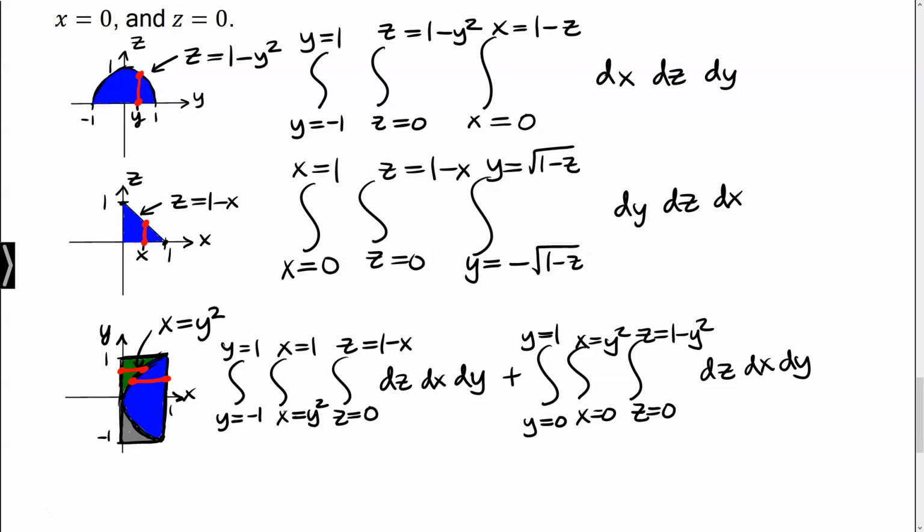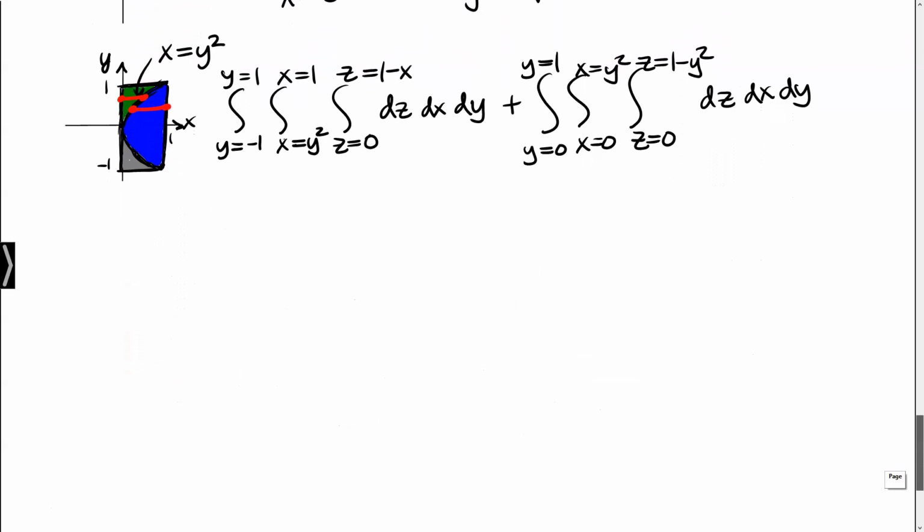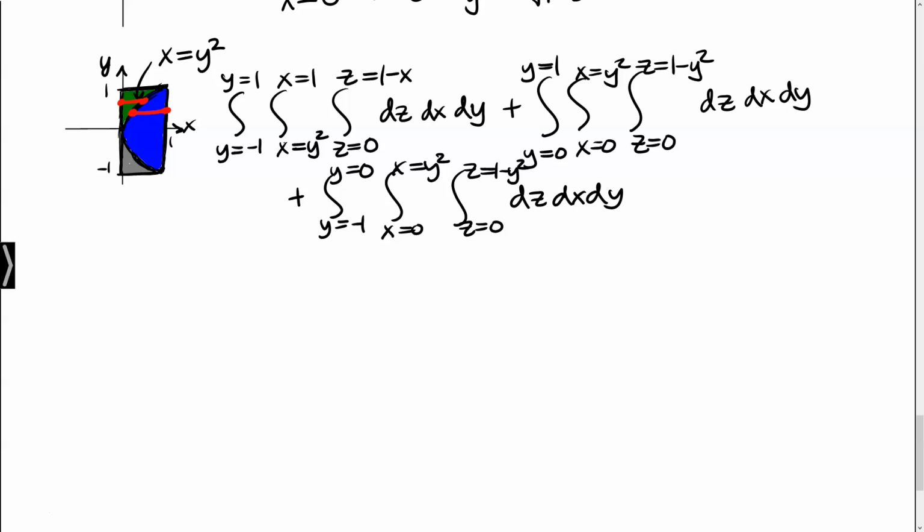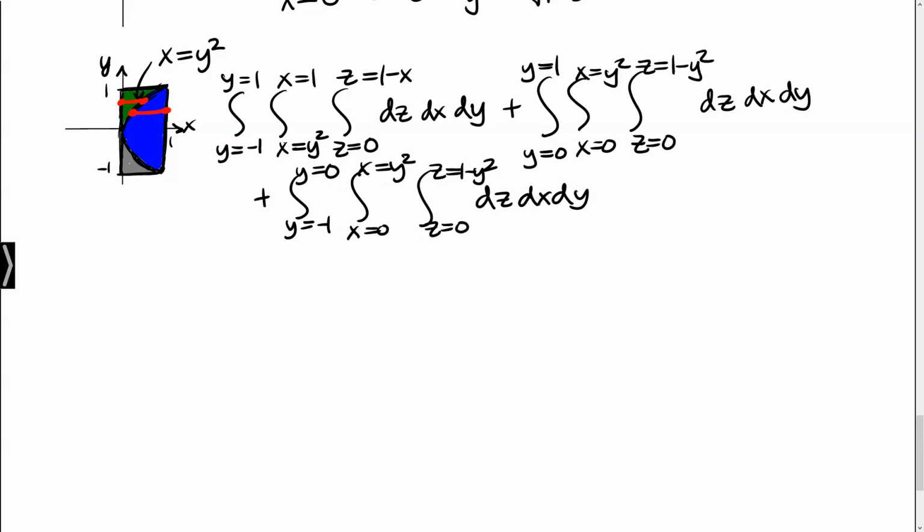And then we have the third one. So we're going to have plus another one, which would be the integral from y equals negative 1 up to 0. And actually the other two are going to be exactly the same. So x is still going to range from 0 to y squared, and z is going to go from 0 up to 1 minus y squared, dz, dx, dy. Okay, so I think it's pretty clear this is not the way to go.